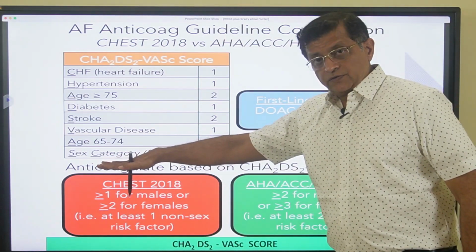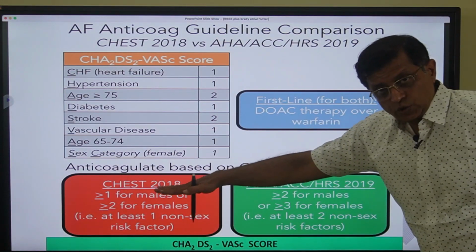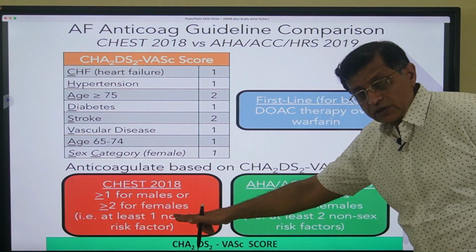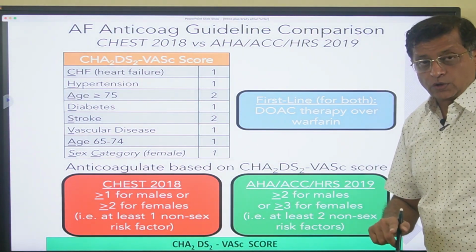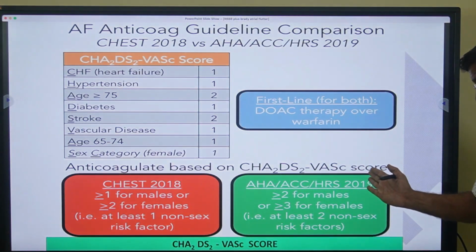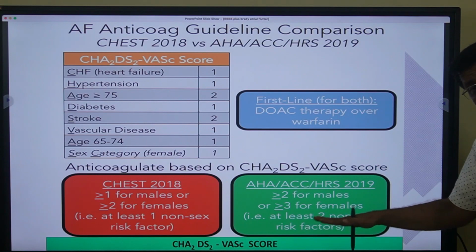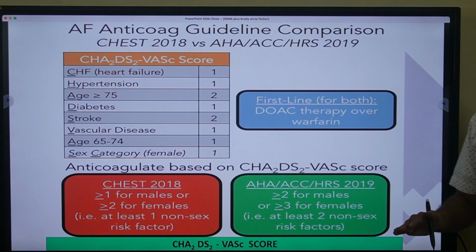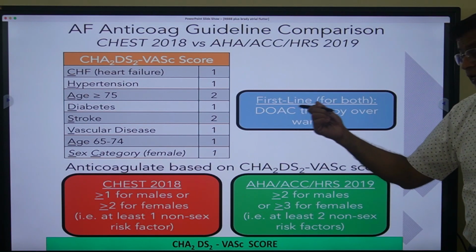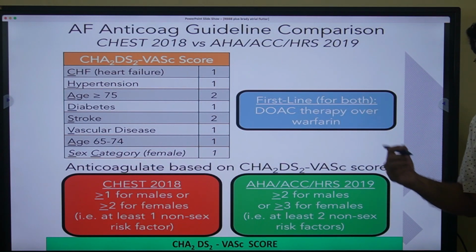And lastly, sex category, females. As per CHEST 2018, if the total number of points is more than 1 for males and more than 2 for females, such patients should be given anticoagulation in flutter. While as per the AHA and ACC guidelines 2019, more than 2 points for males and more than 3 points in females should be present if you have to plan anticoagulation. The preferred drugs for anticoagulation are the direct acting oral anticoagulants, except in valvular heart disease, when warfarin is given.